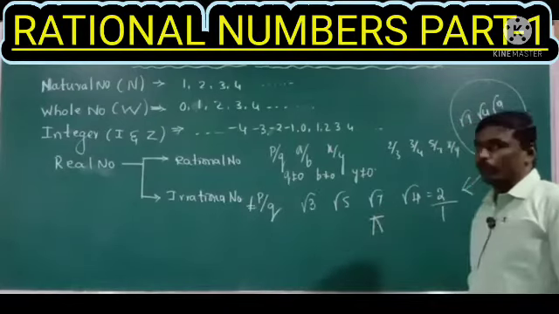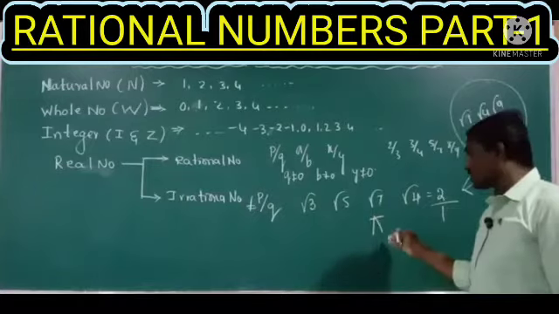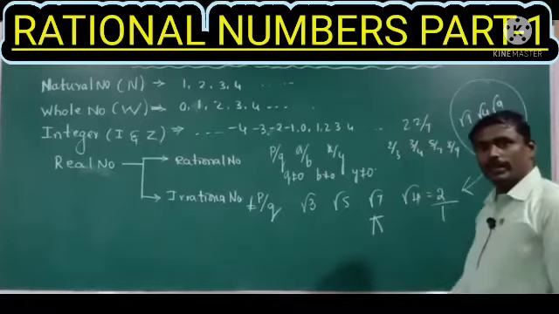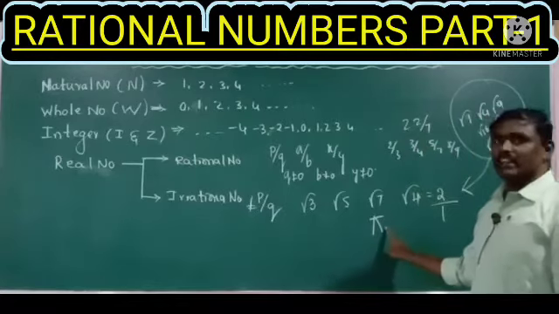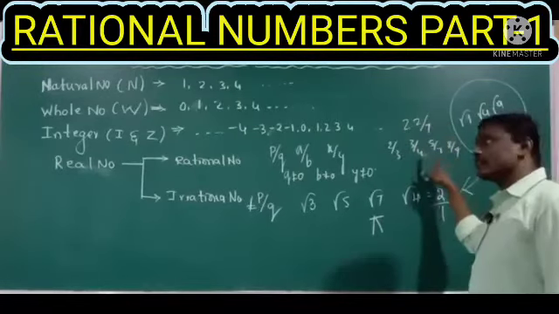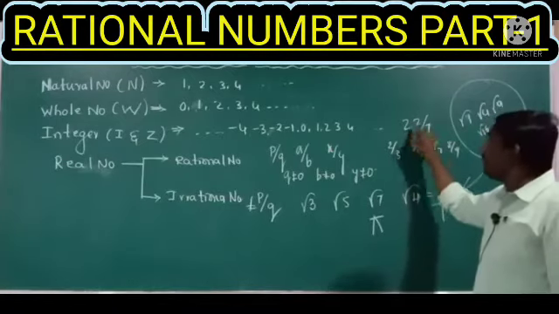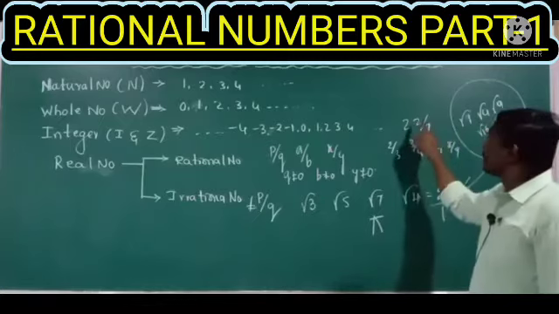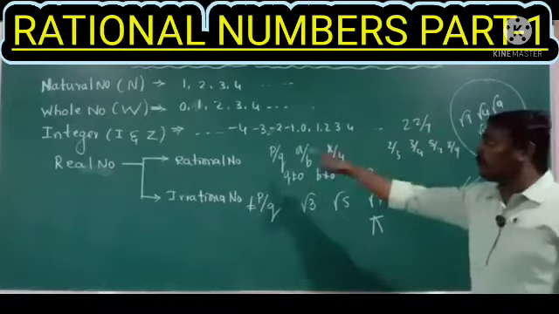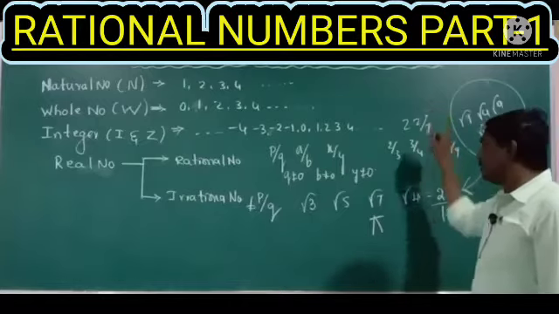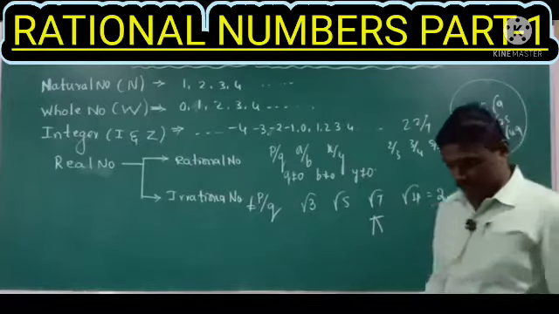the symbol pi. You already learnt it in the previous classes. What is the value of pi? 22 by 7, right? Pi is an irrational number, whereas 22 by 7 is a rational number. Why? Because we are writing it in the form of p by q here. 22 by 7 is in the form of p by q. That's why 22 by 7 is a rational number, but pi is an irrational number.